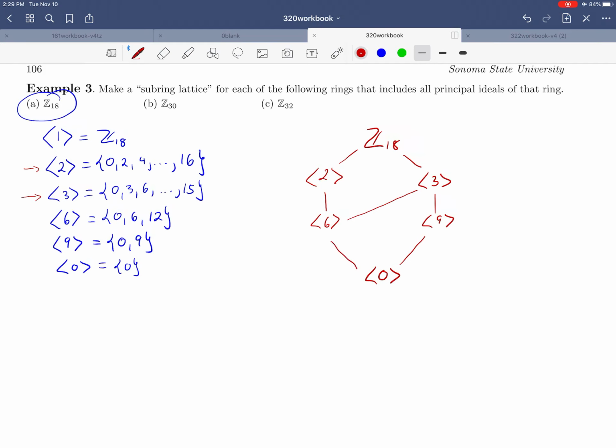So this subring lattice shows us the structure of how all the principal ideals are related to each other and if they are subsets of each other. So I'd encourage you to draw the equivalent subring lattices for Z30 and Z32, and then you can compare them with the solution in the notes.